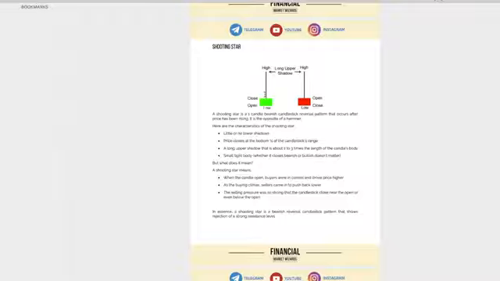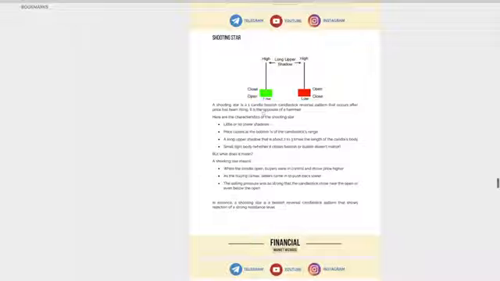Okay, if you use this in conjunction with a strong resistance level, this is one of the ways you can actually trade. But same as before, don't just trade every single shooting star at a resistance. You must understand the trading context.